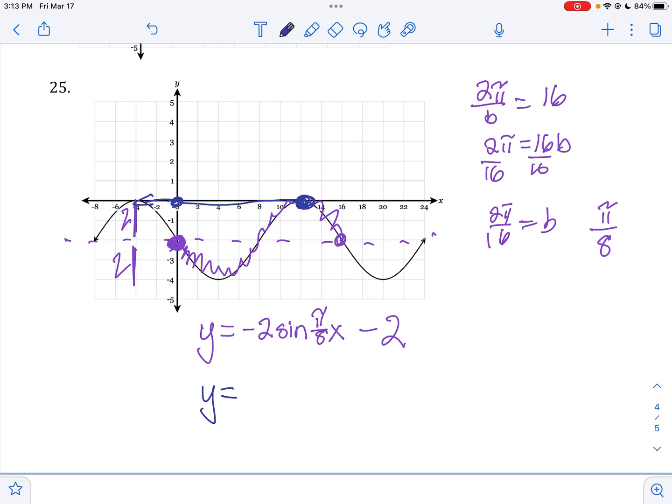I could still say if it's a cosine, it started high. So that would be 2 the cosine of pi over 8 x. If I said it went to the left, plus 4, minus 2. Or I could say that same thing, pi over 8 x to the right, minus 12, minus 2.